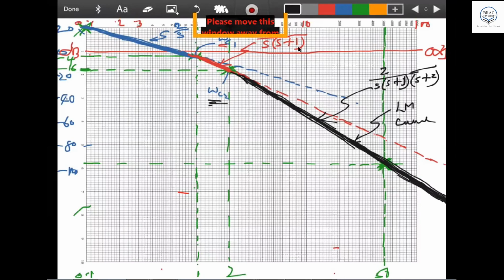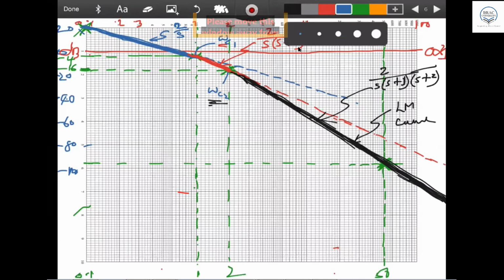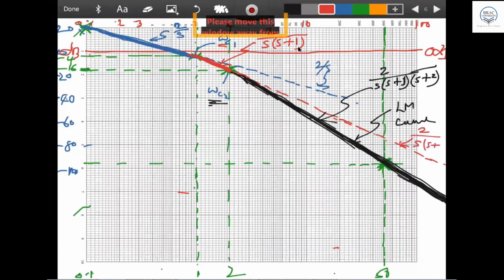So these are the 3 segments of this curve, and the blue segment equation will be 2 by s. This blue segment is the same 2 by s. The red segment, this one I'm just talking about, is 2 by s into s plus 1. And the black one, as I have already told you, the whole thing is going on with the same. So these are the 3 equations for these 3 asymptotic curves, and at every corner frequency it is bending, and the blue, red, and black combination is giving you the log magnitude curve. That is your final log magnitude curve we are having here.